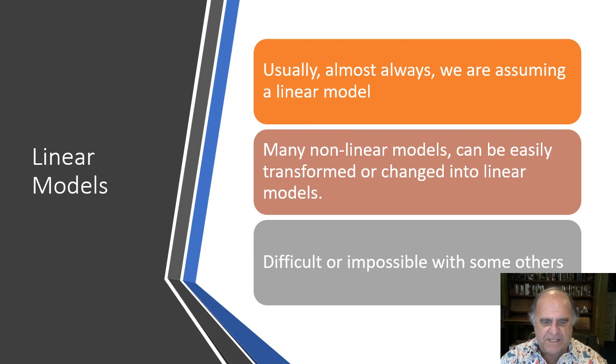Linear models. In regression, we're dealing with linear models. Usually, almost always, we're assuming we have a linear model. Even if we don't assume we have a linear model, many of our nonlinear models can be easily transformed or changed into linear models. Of course, there are then some scatter plot combinations or nonlinear models where it's difficult or impossible to change those through any kind of transformation into a linear model.